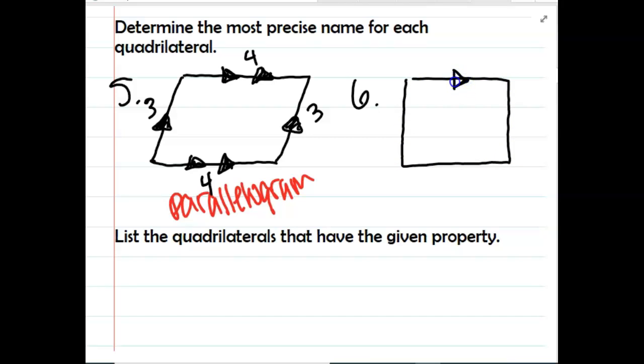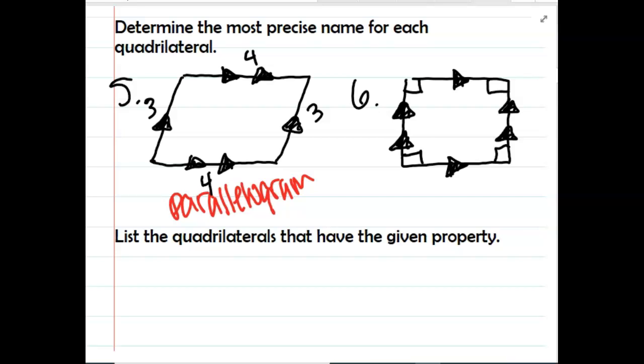Okay, the top is going to be parallel to the bottom. The left is parallel to the right. And this time I'm going to throw the little squares in the corners. So, for this one, if we start at the most precise name, could it be a square? I mean, it looks like a square.